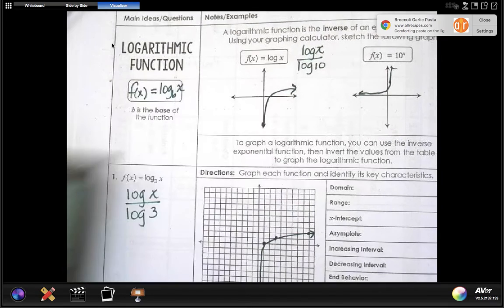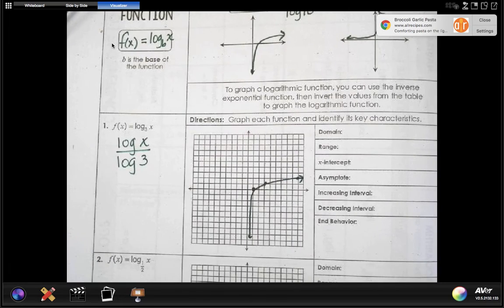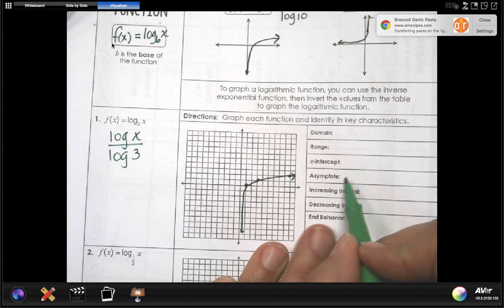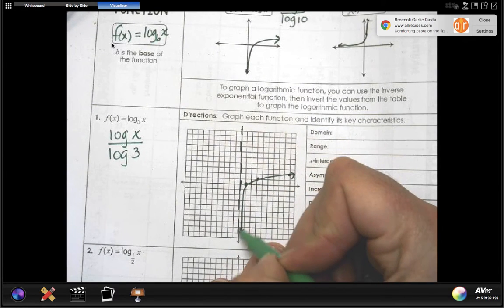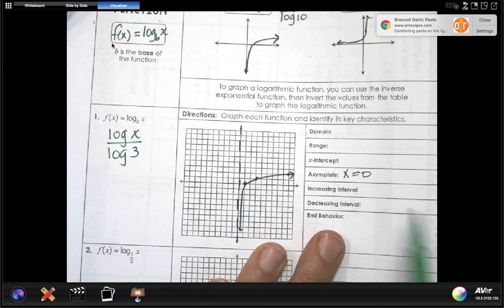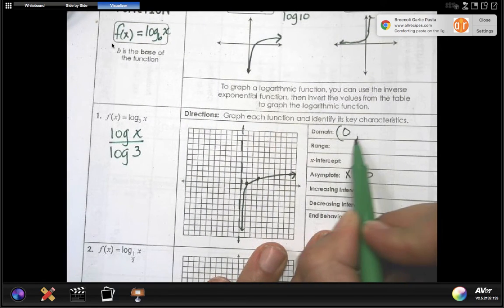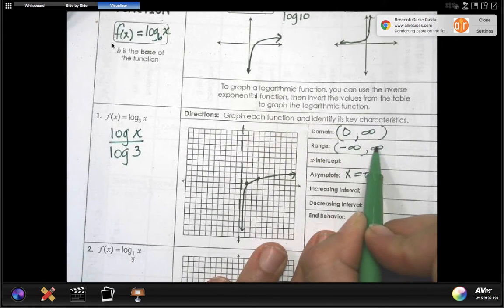So now for the domain, our domain does not go past 0. Our asymptote is not our y this time like the exponential, it's actually going to be our x. So x equals 0 because it cannot cross this vertical line. And remember, for an asymptote, you can't just put 0, you have to write the equation of the line. Our domain, how wide it is, it's not going to equal 0, but it's going to go from 0 to infinity. Our range is from negative infinity to infinity.